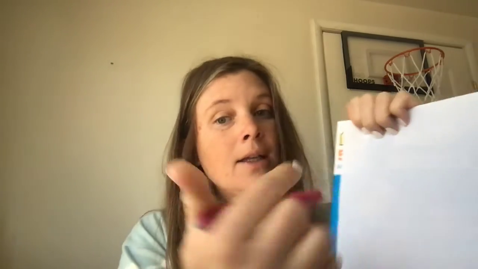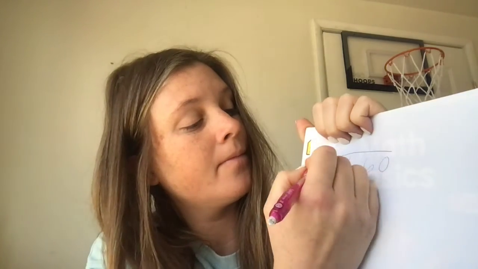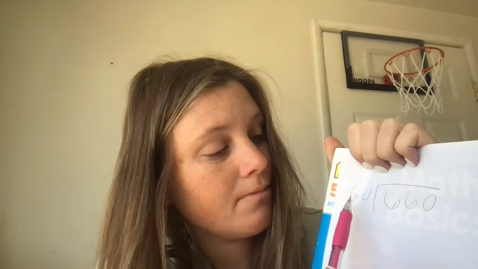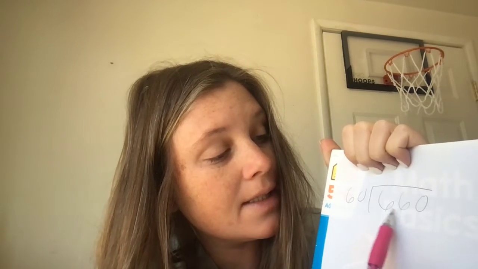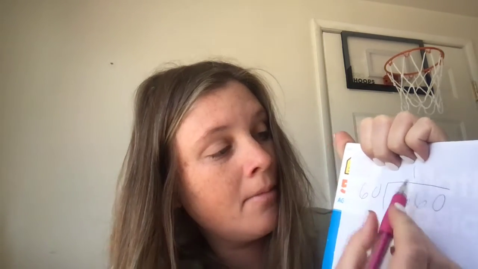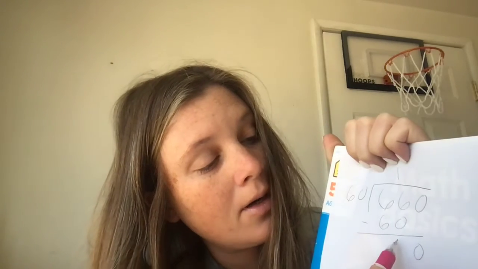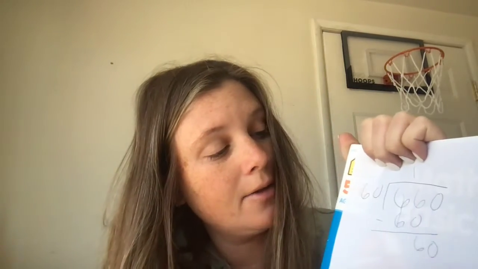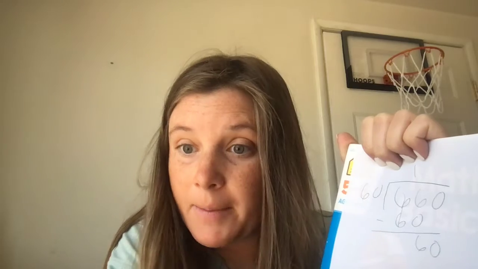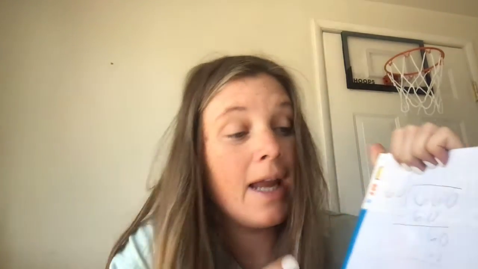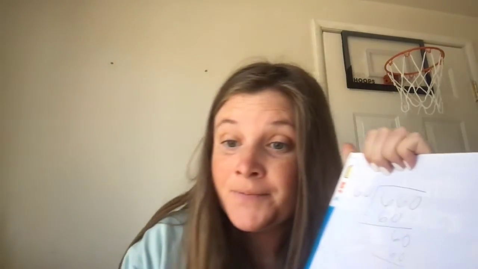660 divided by 60. Okay, here we go. 60 goes into 66 one time. 1 times 60 is 60. Subtract. Bring down the 0. 6, and that's 0. 60 goes into 60 how many times? 1. 1 times 60 is 60. Okay, so the answer is what? 11.